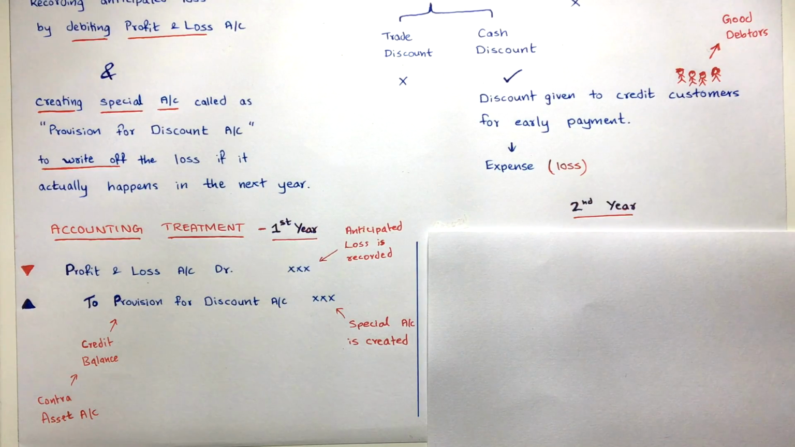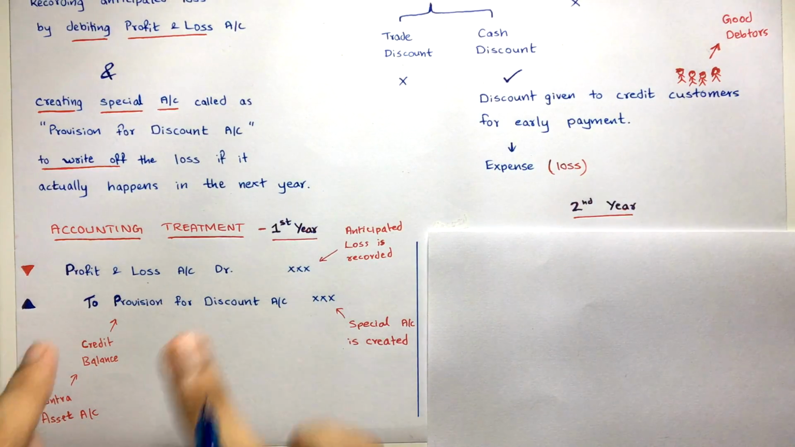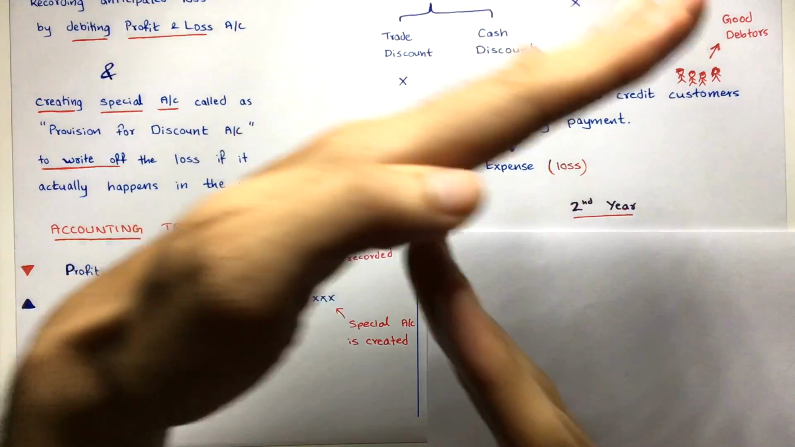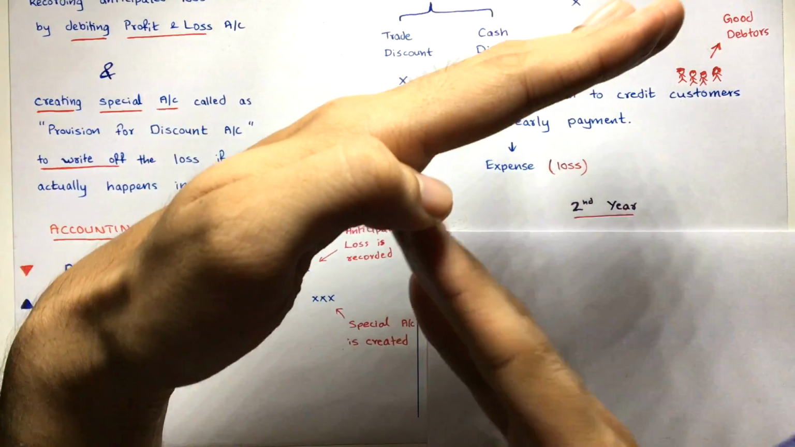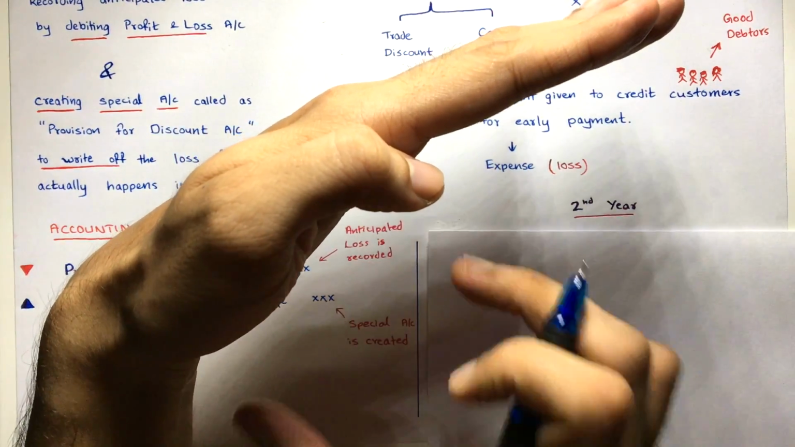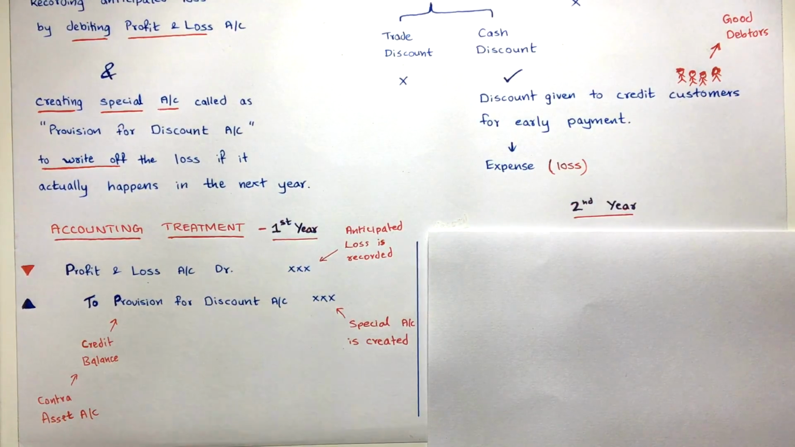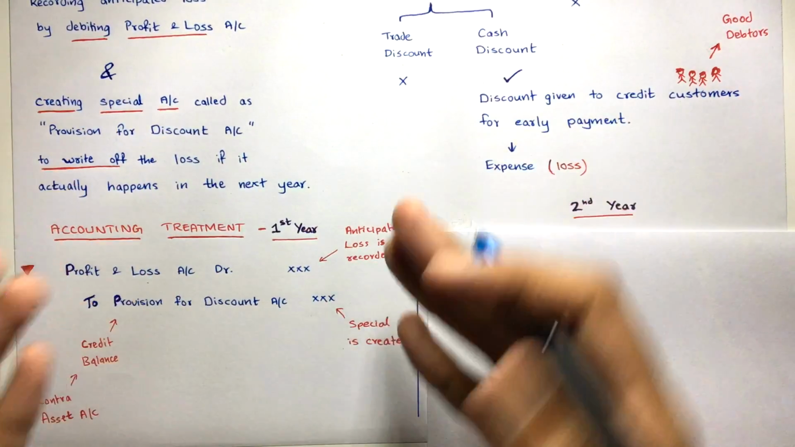So now what has happened? Yeah, see the effect of this in the first year financial statement. In the first year financial statement, in profit and loss account, on the debit side, the posting has gone to provision for discount account. Is that clear? Simple and straightforward. And then what will happen? In the balance sheet, what is the effect in the balance sheet in the first year?